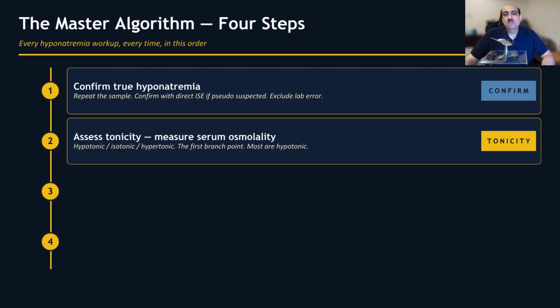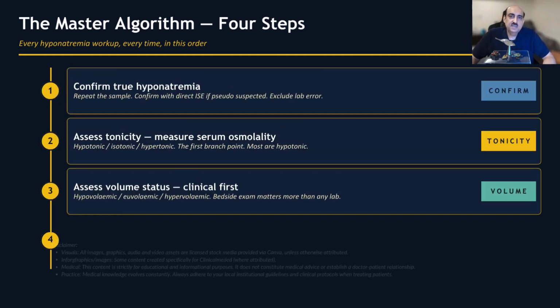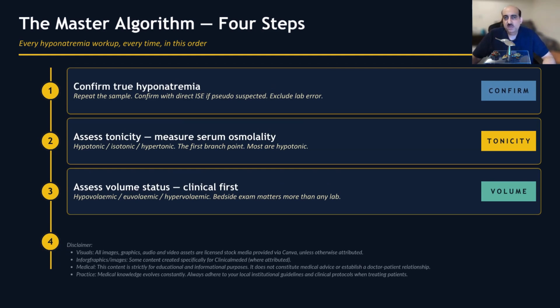Step number 2, measure the serum osmolality and assess the tonicity. Is it hypotonic, isotonic, or hypertonic? Most patients will fall under the hypotonic category, which is a true hyponatremia. Step 3, assess volume status. Hypovolemic, euvolemic, or hypervolemic. Clinical examination matters more than any single lab investigation.